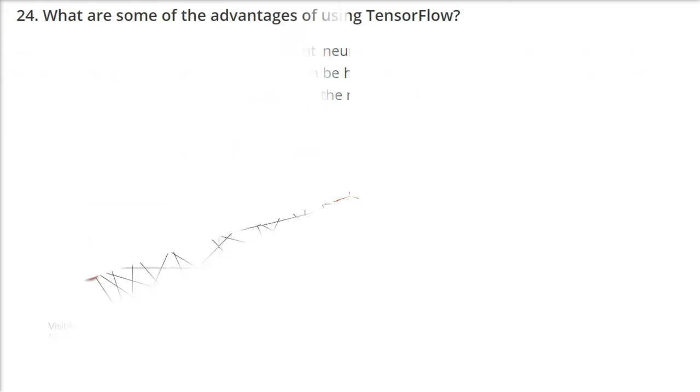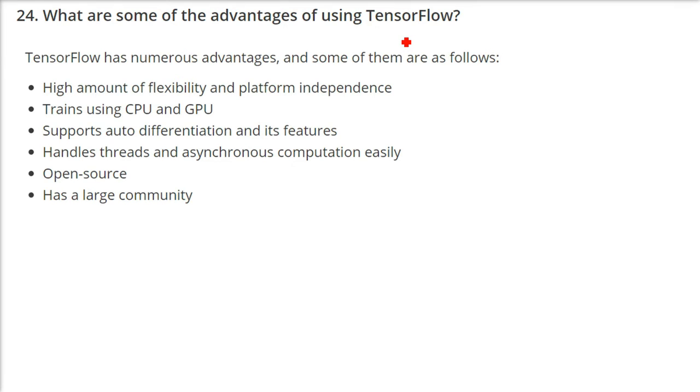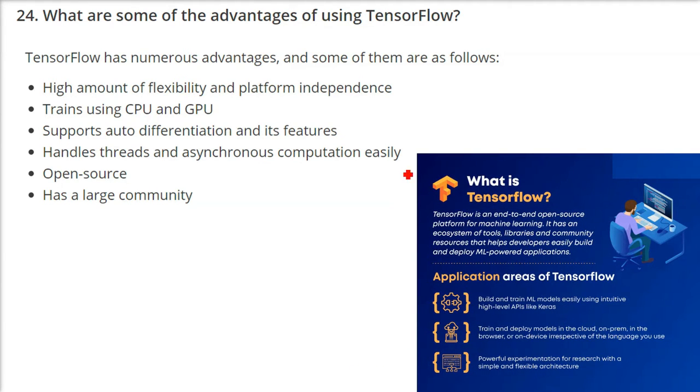What are some of the advantages of using TensorFlow? So TensorFlow is an API. I'll just tell you, this is an end-to-end open source platform. Open source, that is, you know the source, you can play with it, and this is a machine learning environment, you can say. It has an ecosystem of tools, libraries, and community resources that helps developers easily build and also deploy ML powered, machine learning powered applications.